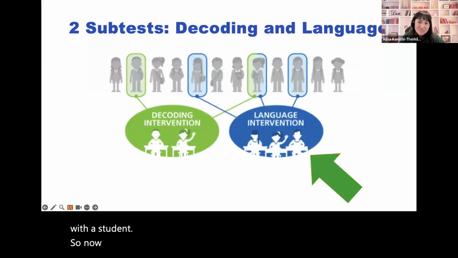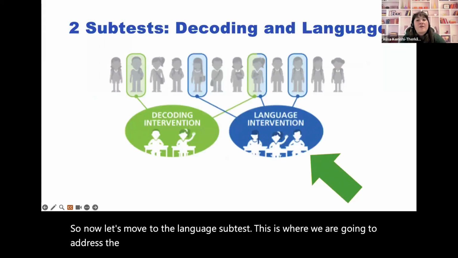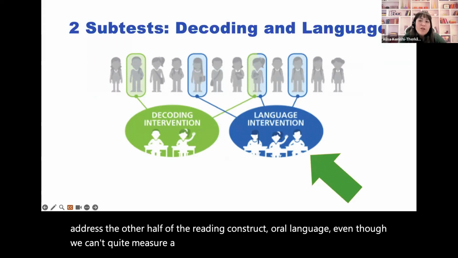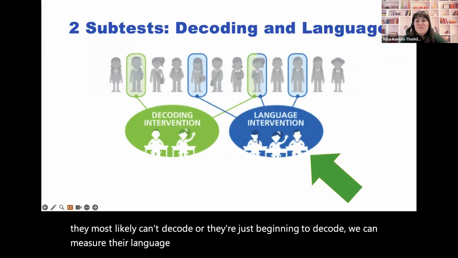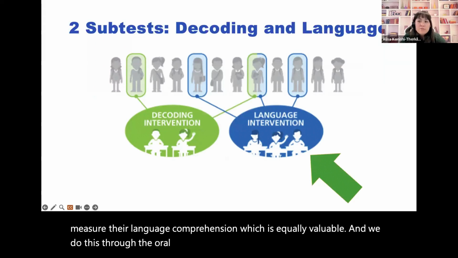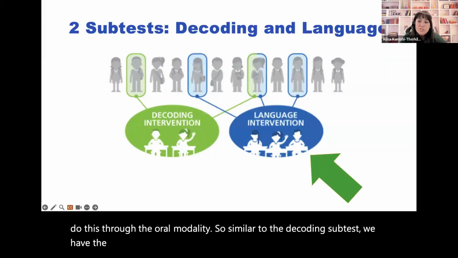So now let's move to the language subtest. This is where we are going to address the other half of the reading construct, oral language. Even though we can't quite measure a kindergartner's reading comprehension because they most likely can't decode or they're just beginning to decode, we can measure their language comprehension, which is equally valuable. And we do this through the oral modality. So similar to the decoding subtest, we have the pretest, a teaching phase, and then the post-test.